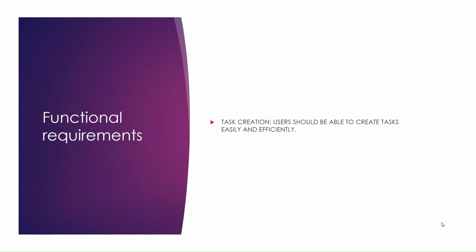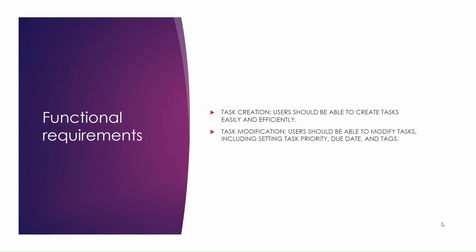The next requirement is task modification, including setting priority, tags, and due dates. It allows users to adjust their list as needed to reflect changing priorities without the need to recreate tasks from the scratch. By modifying tasks, users can optimize their work schedule, reduce stress, and increase productivity.